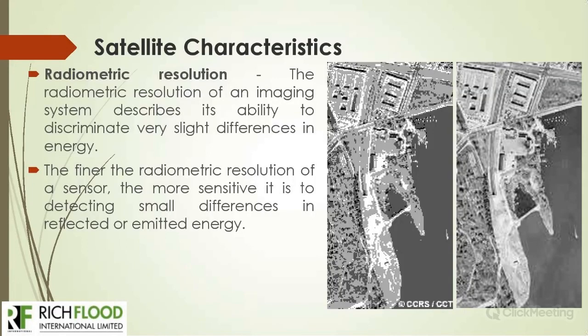The radiometric resolution of an imaging system describes the ability to discriminate very slight differences in images. So the finer the radiometric resolution of a sensor, the more sensitive it is to detecting small differences in reflected or emitted energy. So you have two satellite images on the left and right side of the slide, and if you look at them, there are differences in the reflectance of the objects that has been sent to the sensor. So the radiometric resolution of the satellite system determines what information you could extract from this imagery.